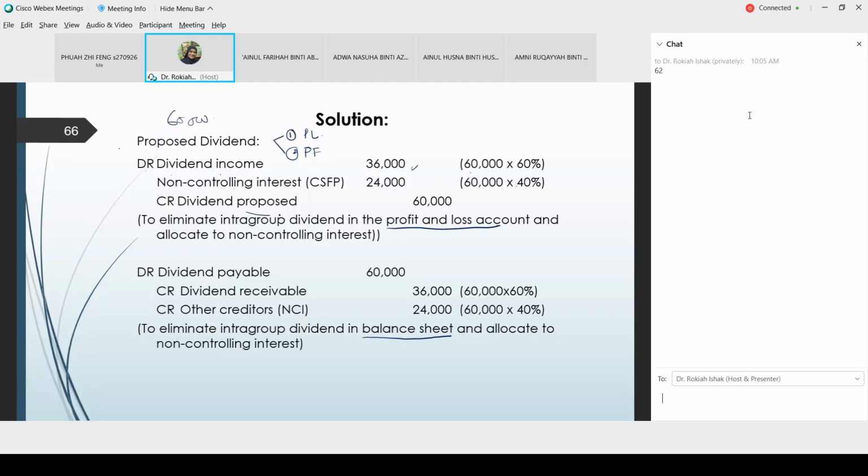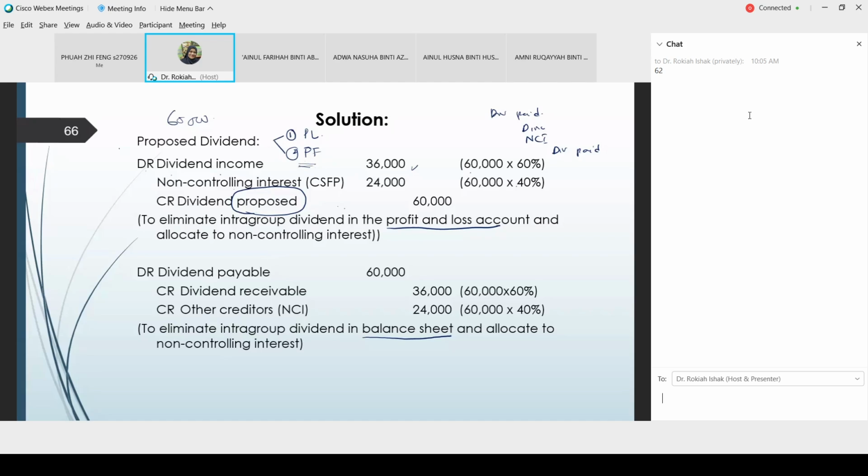And then for the credit, the account that we use here is dividend proposed. Look at the difference here. Before, for a dividend paid, we debit dividend income, debit the NCI, and credit dividend paid. But this time you are using dividend proposed, because it's not yet paid. So we need to create that one in the income segment also. And then the second journal entry is for the statement of financial position.